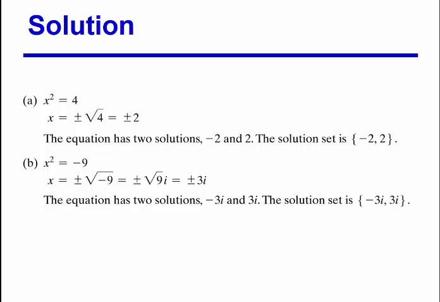And in b, we have x squared is equal to negative 9. We take the square root of both sides. So we end up with x is equal to plus or minus the square root of negative 9, which is equal to plus or minus the square root of 9 times i. So in other words, we take that negative 1 out, it becomes the square root of negative 1, which is simply just i, and the final answer is plus or minus 3i.